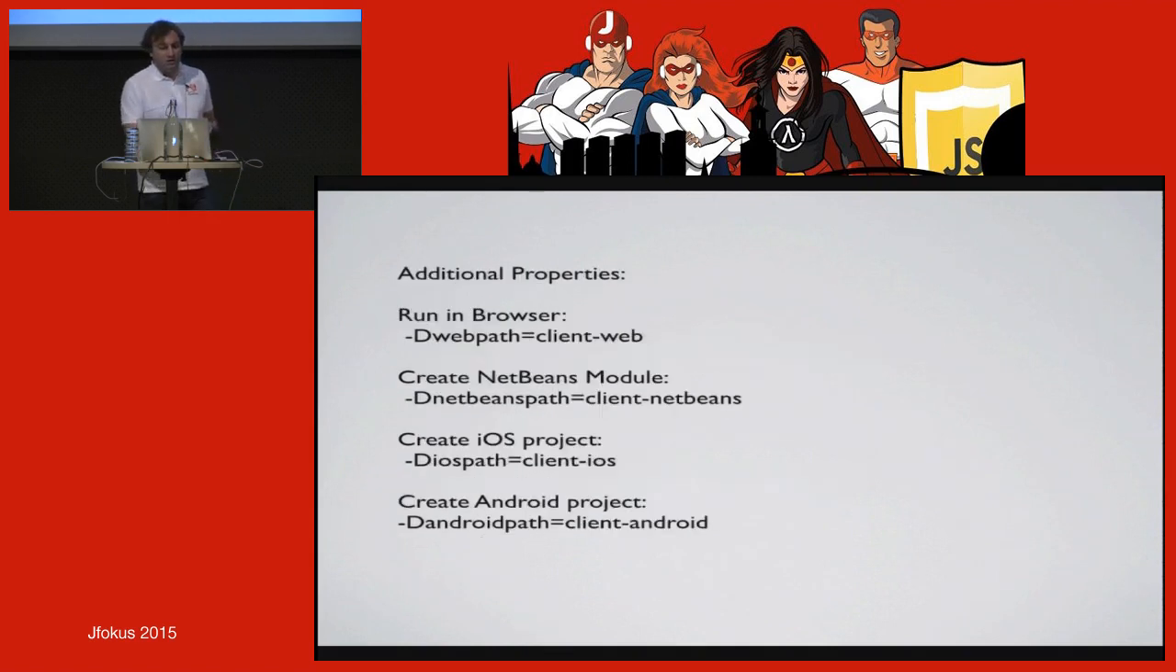So these are the two archetypes, and there are some additional properties that you can set. With these additional properties, you can define what kind of application you want to create. If you want to run it in a browser, you set the web path. If you want to create a NetBeans module, you set the NetBeans path. And on iOS, the iOS path, Android, the Android path. If you don't do that, you will only get a very basic desktop application, and you don't get these. These are created as submodules in Maven, basically.